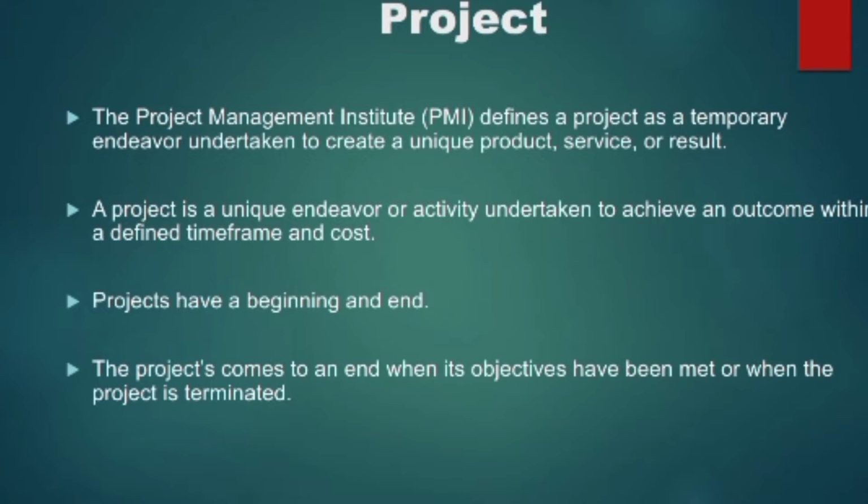What it means is that before the objectives can be met, the resources needed to complete the project may not be sufficient, may not be available. So the project will have to end prematurely. So there are two conditions that bring a project to an end. The first is that when the objectives of the project are met, the project will come to an end. And the second condition is when the project is terminated.